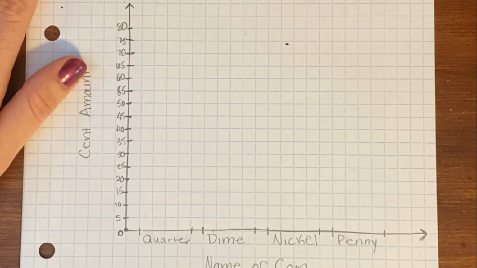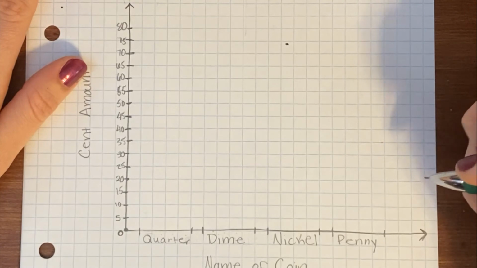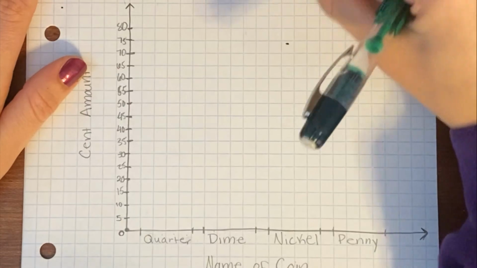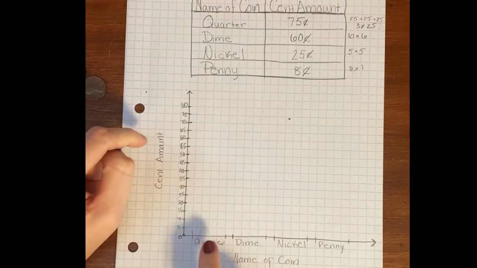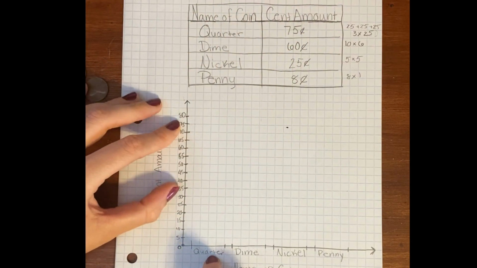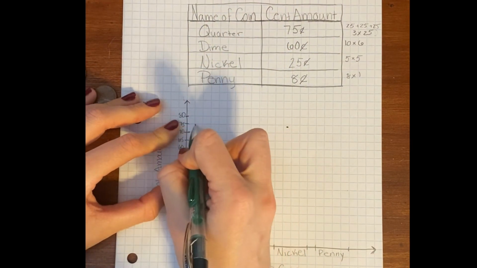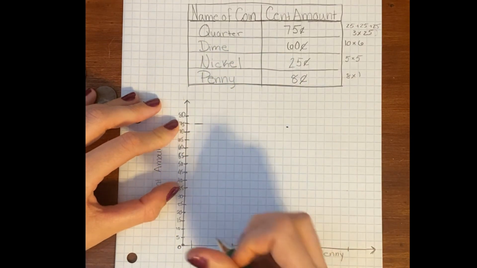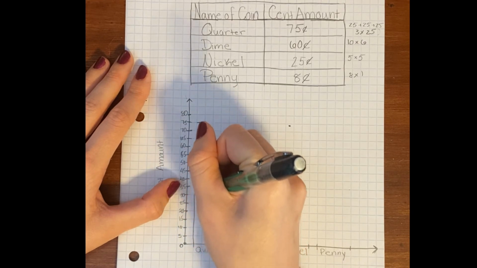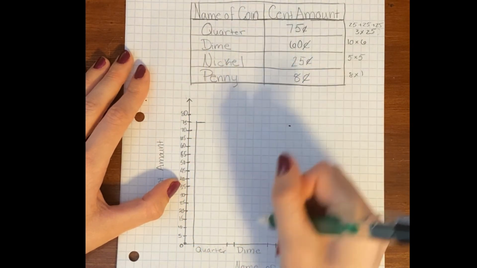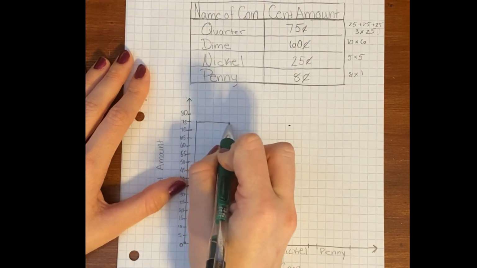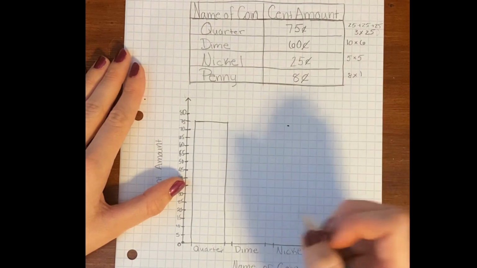So now that we've done this graph, we are going to plot our data. So that means we're going to take what we've made in our table and put it onto our graph. So we have our quarter here, and our quarter in cent amount was 75. So we're going to have to draw our line all the way up to the 75 mark. Okay, so this is why using graph paper is helpful, because we have our lines that we can follow. So up here, okay, that's my quarter.